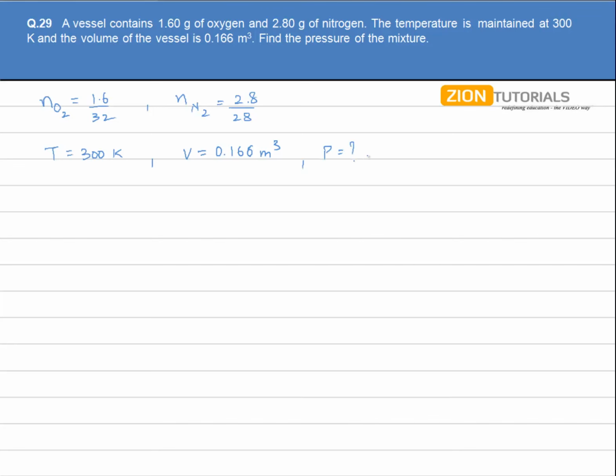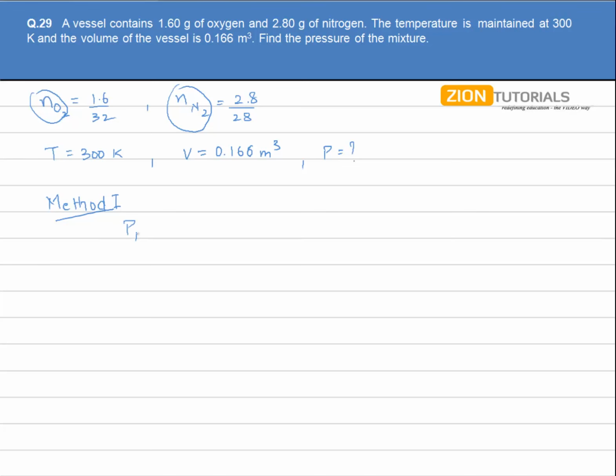So now this is a very simple question. What we can do is either we can calculate the partial pressure of this gas and the partial pressure of this gas and add them. So there are basically two methods, although both of them are very simple. Now let us see this method 1, and although both of them represent the same thing only, right?